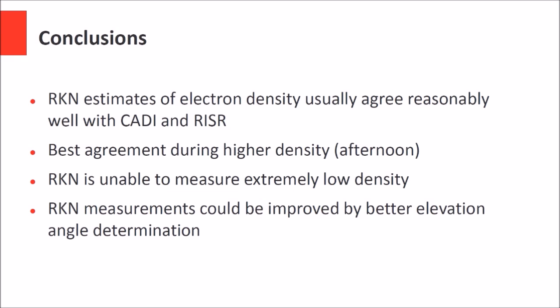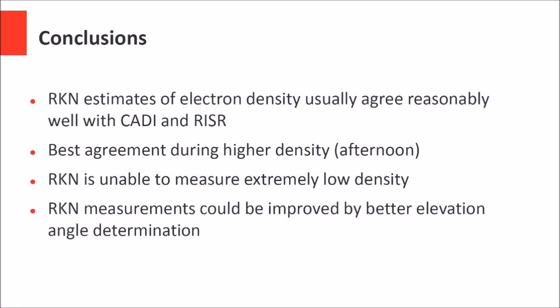Overall, we found that SuperDARN's measurements of electron density usually agree reasonably well with measurements made by more specialized instruments, in this case Caddy and riser. We found the best agreement in the afternoon and dusk time sectors when electron densities are typically higher. This method of electron density estimation is not very accurate when electron densities fall below approximately 10¹¹ electrons per cubic meter. This is largely due to the fact that at such low electron densities, Rankine radar at least, does not receive much backscatter.